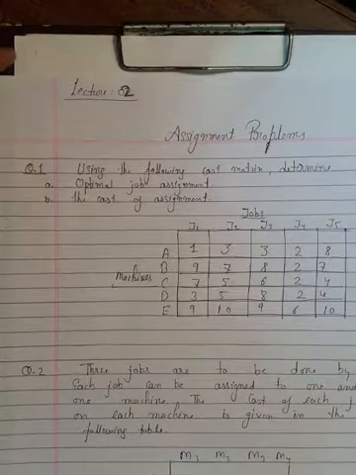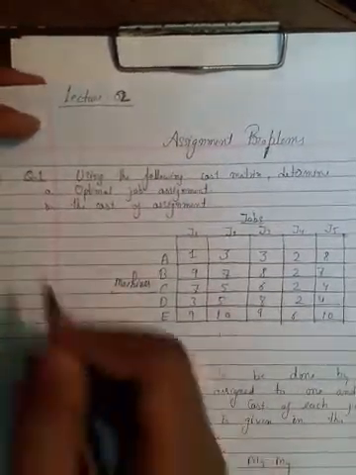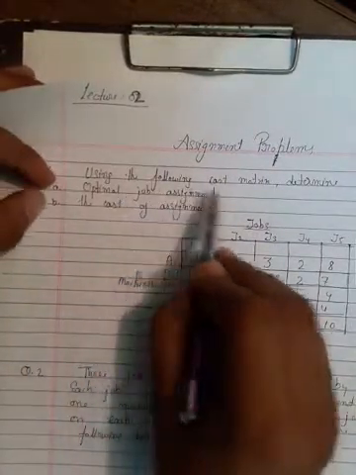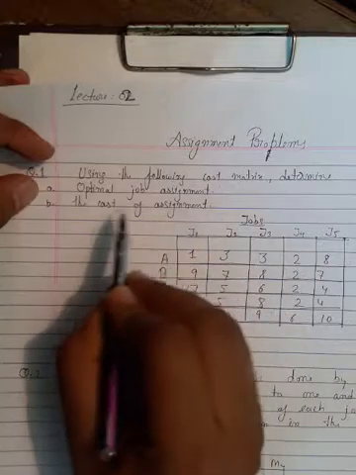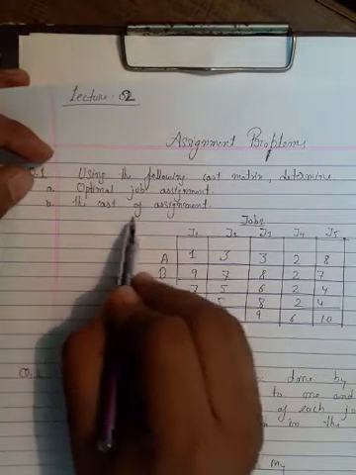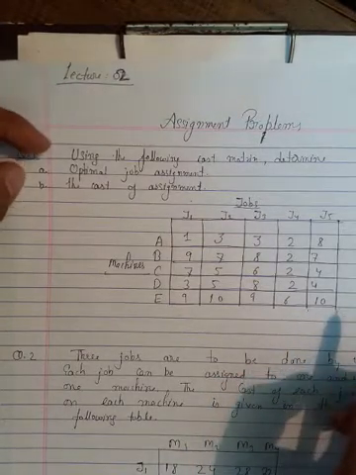Here we are going to solve the numerical problems based on the assignment. So the first problem: using the following cost matrix, determine the optimal job assignment, and second, the cost of the assignment. Here the matrix is given. So let's solve that.